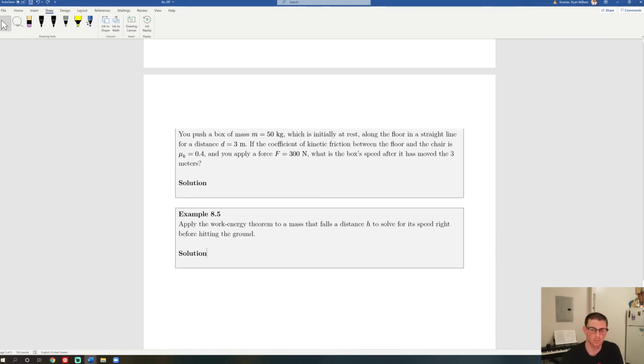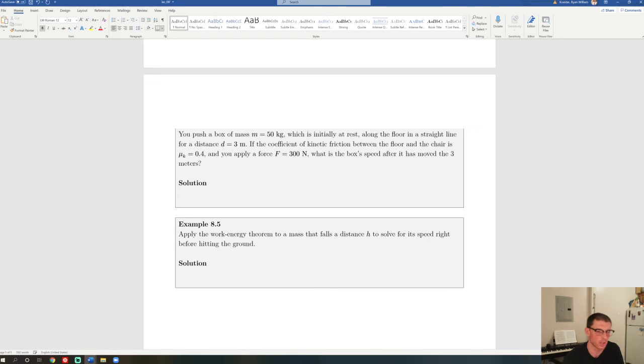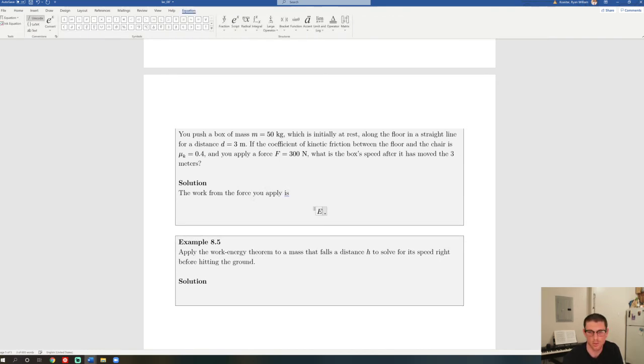And so now we'll actually write out the calculation here. So the work from the, oops, wrong box. Okay. Let me try that. There we go. Okay, so the work from the force you apply, and we'll write this as W sub big F, is just going to be F d cosine, and we're going to put 0 degrees in here. So again, cosine of 0 degrees is just 1, so it works out to be F d.